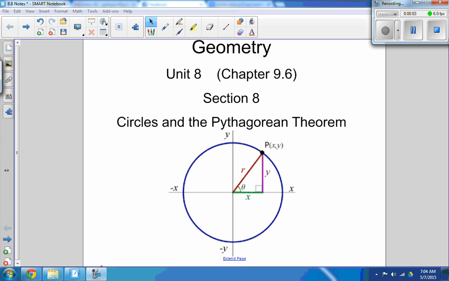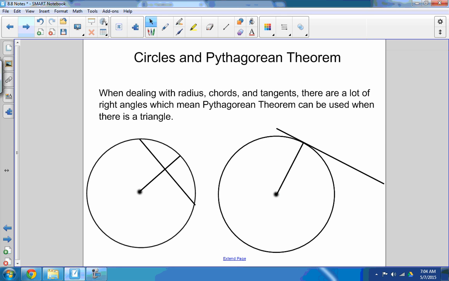Geometry, Unit 8. This one is actually from Chapter 9, Section 6. And we're looking at Section 8 of Unit 8: Circles and the Pythagorean Theorem.